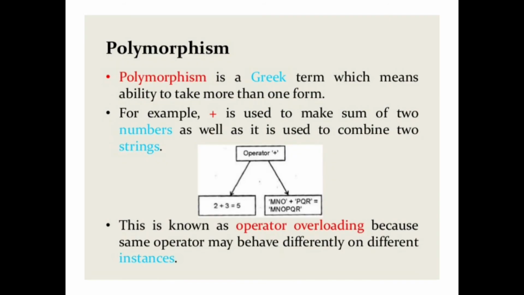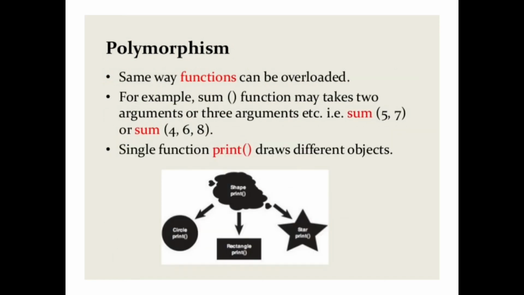Polymorphism. Polymorphism is a Greek term which means the ability to take more than one form. For example, plus is used to make the sum of two numbers, as well as to combine two strings. In this example, the left side is adding two numbers, and the right side is adding two strings. This is known as operator overloading because some operators behave differently on different instances.